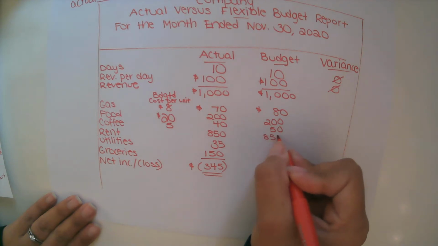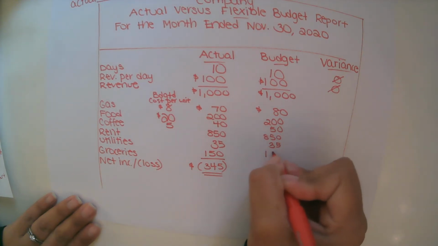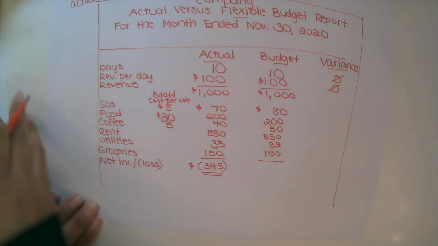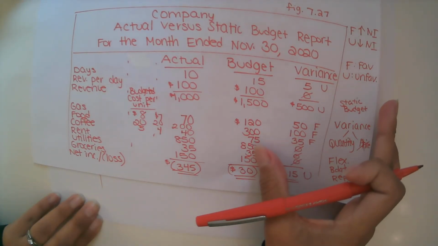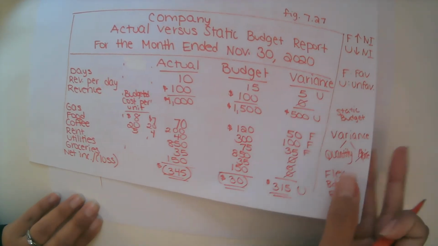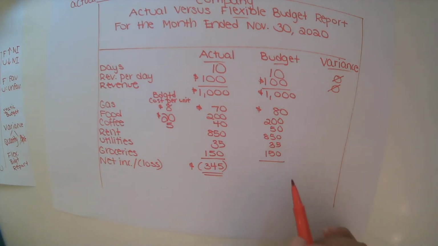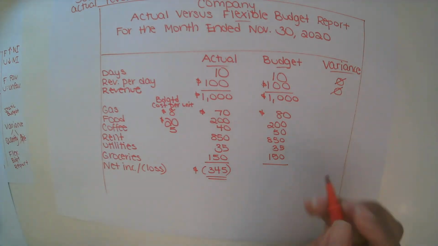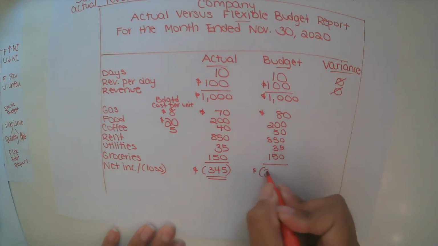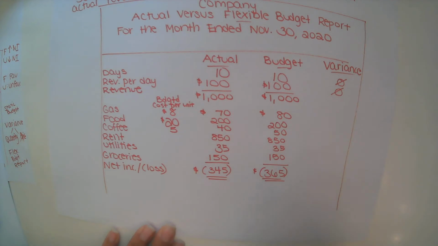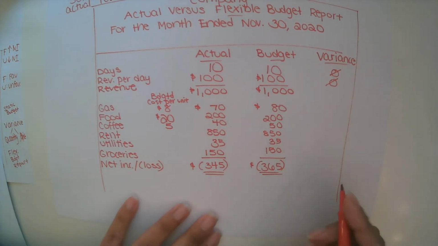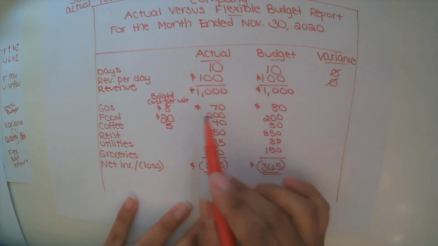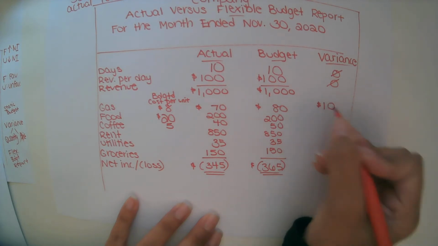Fixed costs, usually they're the same, so I would copy it over from the static budget. Your static budget and your flexible budget fixed costs are the same. All right, let's math that out. We should get a net loss of 365. Okay, interesting. We expected to do worse off, and we did less worse. So let's figure out why. Here we're going to take the difference between the two. Here we have a difference of 10.